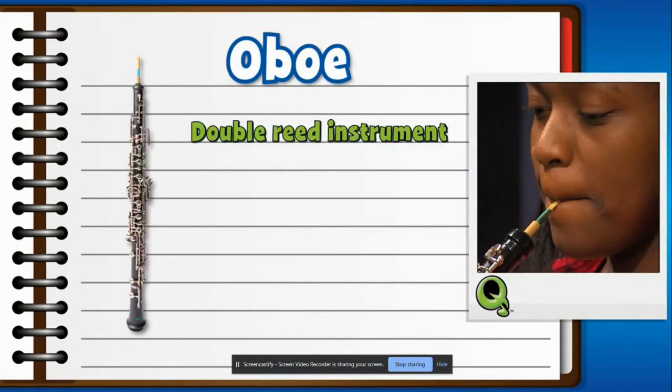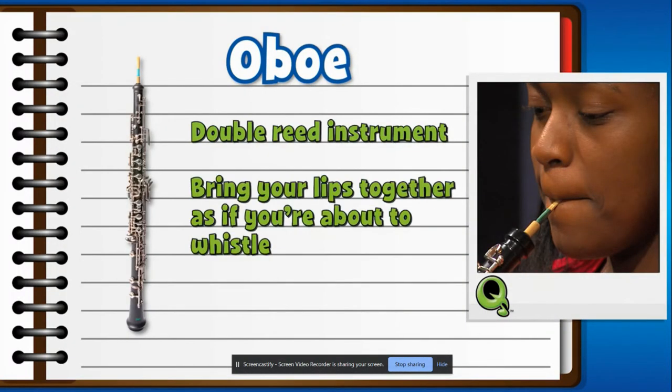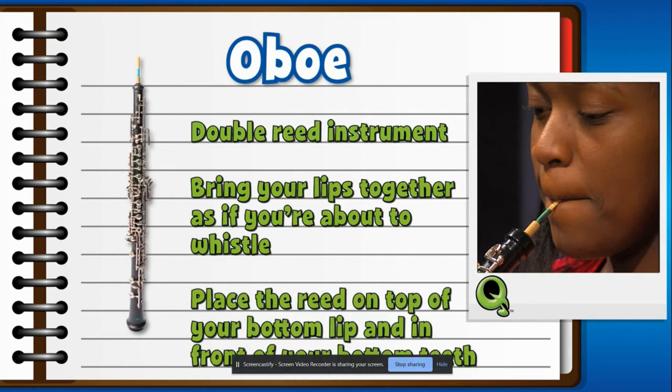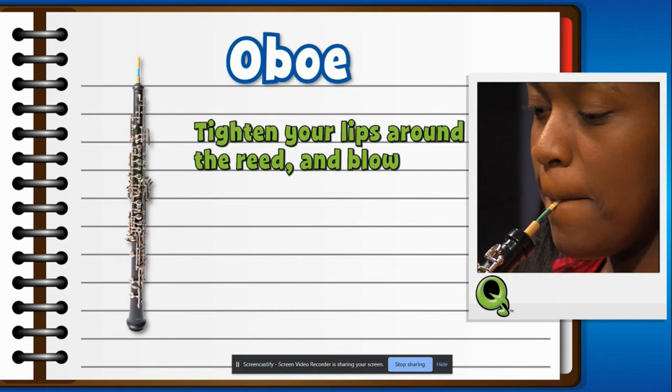Oboe is the best. The oboe is also a double reed instrument. Bring your lips together as if you're about to whistle. Then place the reed on top of your bottom lip and in front of your bottom teeth. Tighten your lips around the reed and blow.